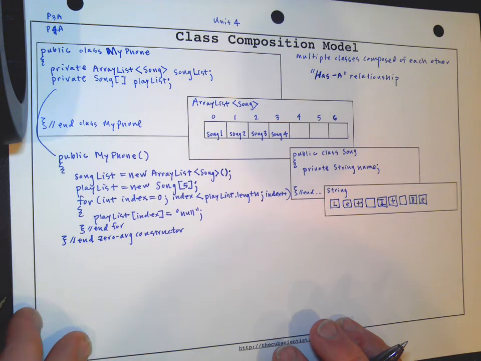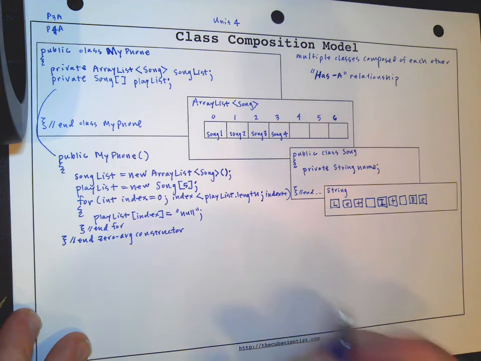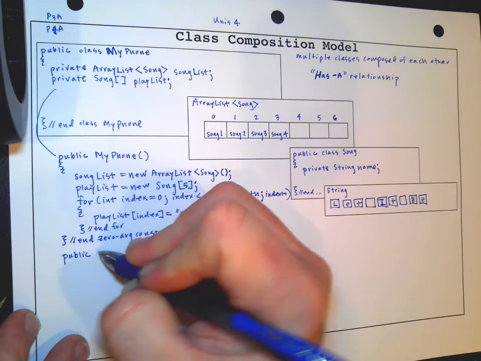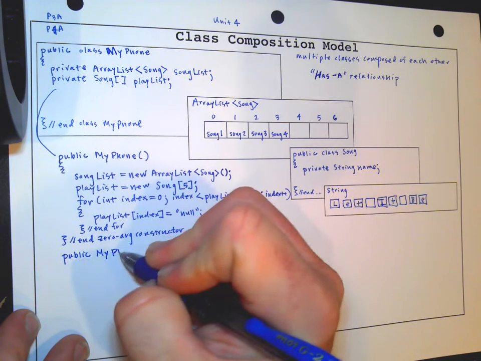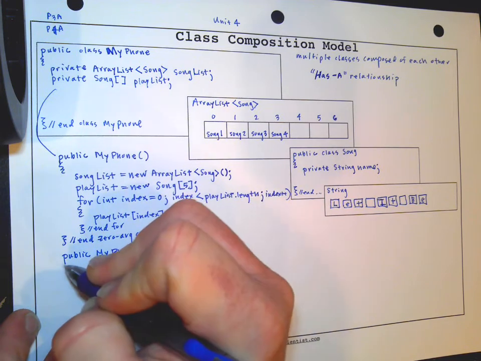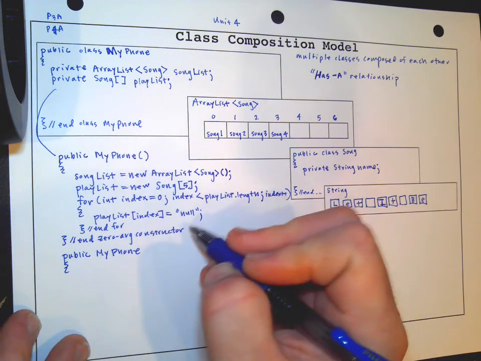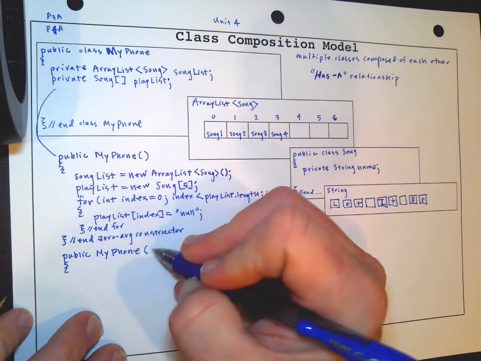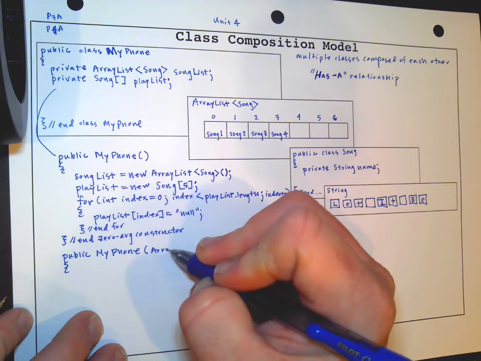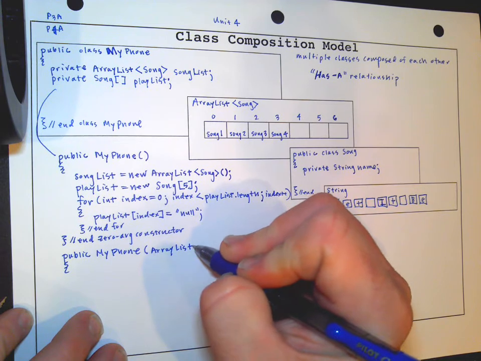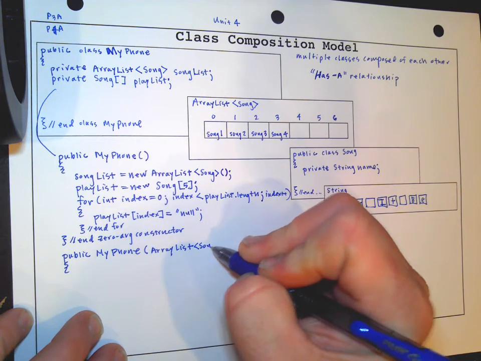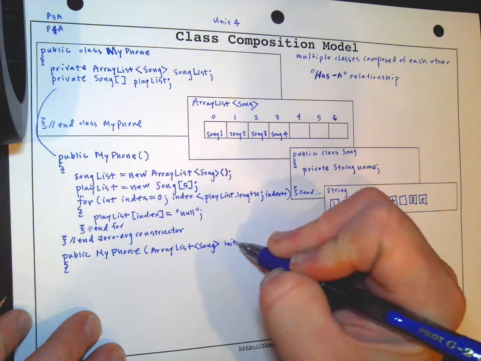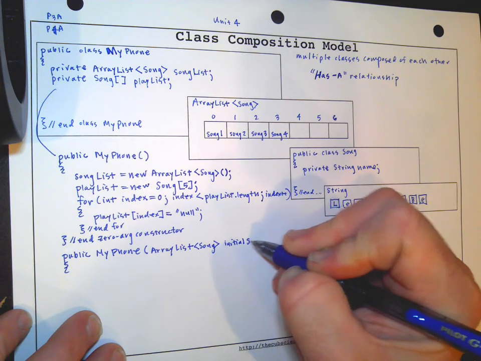The multi-arg constructor might look something more like this: public MyPhone, and then a lot of times what we're going to do is we're going to pass an array of songs in to put into this array. And so we can say, well, we expect to get an ArrayList of songs, and we're going to give it some name, initialSongList.